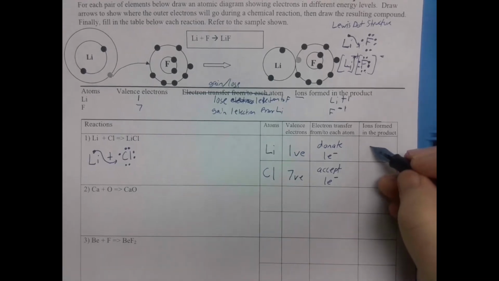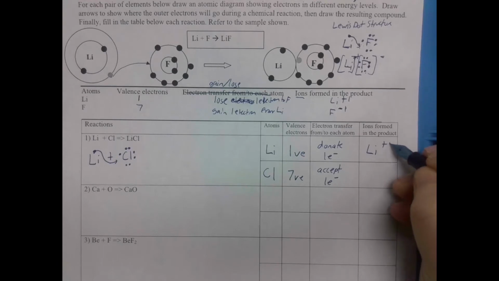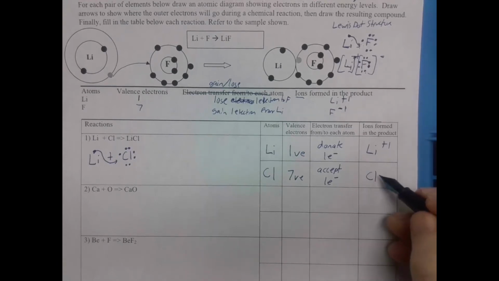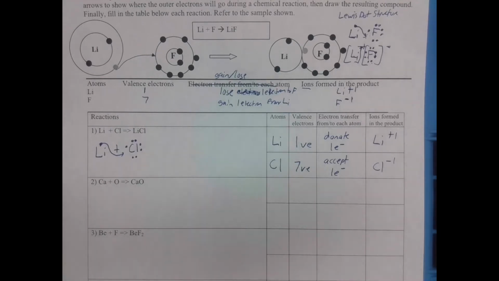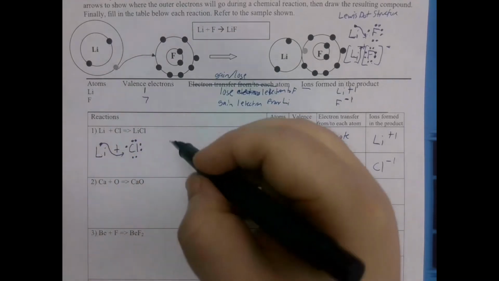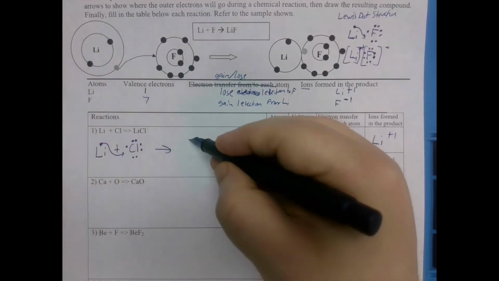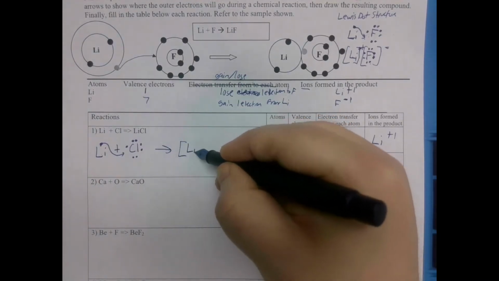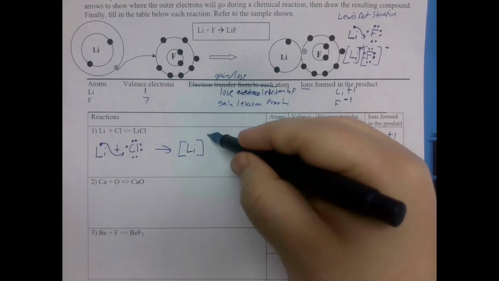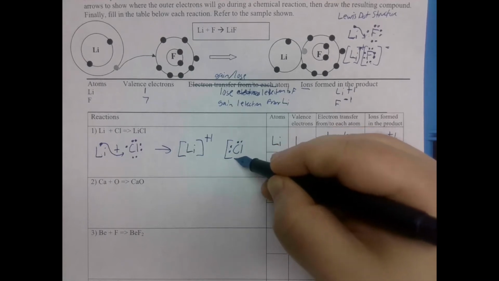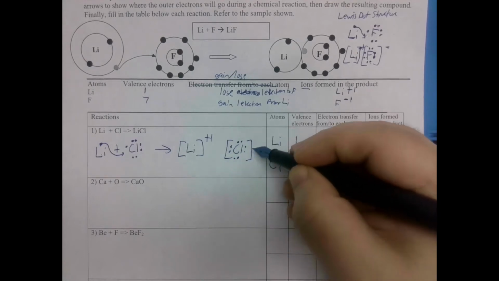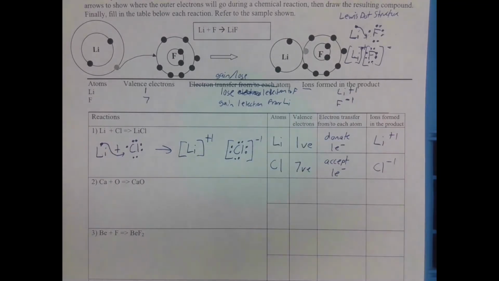And the ions produced are lithium +1 and chlorine -1. We usually omit the 1s. And we see this is a 1 to 1 ratio. So this produces lithium with no dots around it, and it gets the plus sign, +1. And chlorine now has 8 dots around it and has a -1 charge.